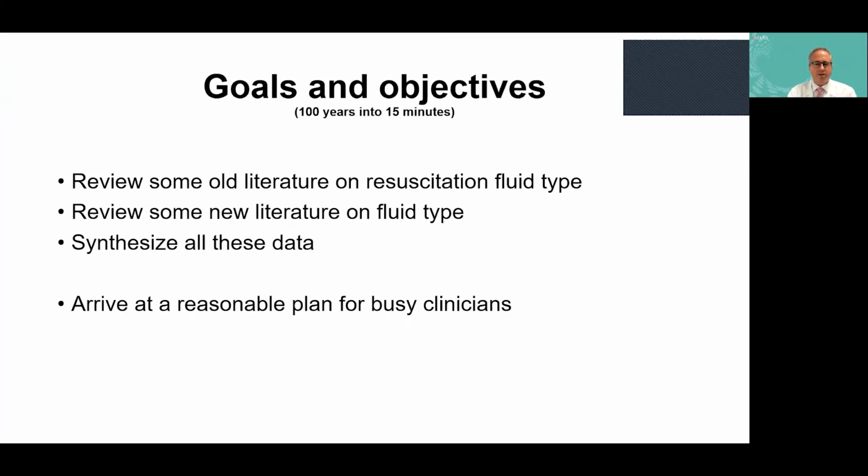We're going to squeeze 100 years worth of data into about 15 minutes. We're going to talk about some old studies, some new studies. We're going to try and put them all together, and we will arrive at a reasonable plan, at least a plan that I think is reasonable for busy clinicians as they have to make a decision at the bedside about which fluid to administer.